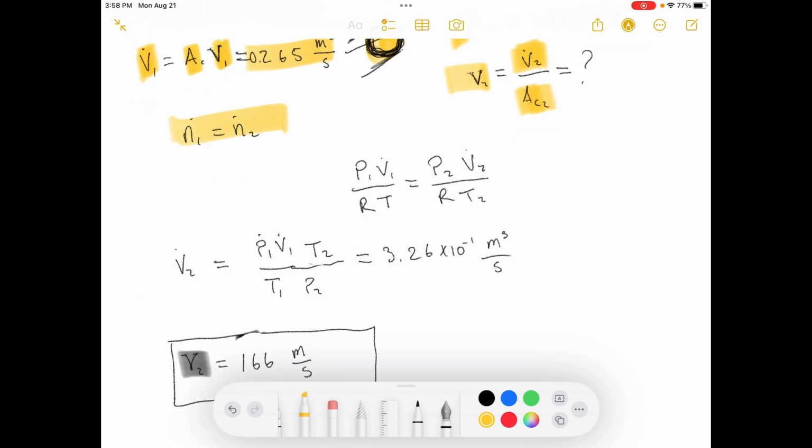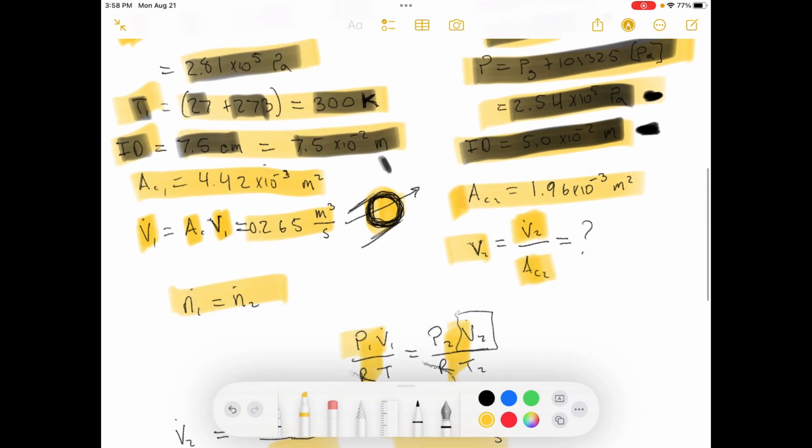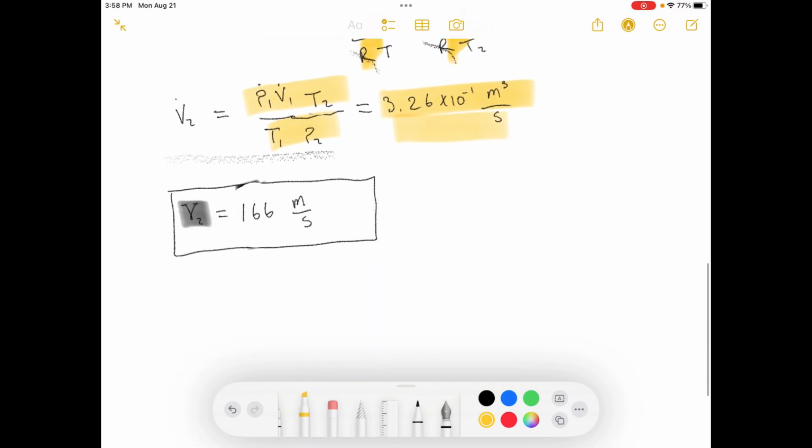We've got our moles conserved, which means this statement is true. The R cancels out because it's the same constant, and we solve for V2. This is rearranged here, and we already know what all these values are. I just showed what those are, and it calculates out to this. Then we divide by the cross-sectional area we got before, and we get that our velocity in the pipe, when you constrict it down, is 166 meters per second.